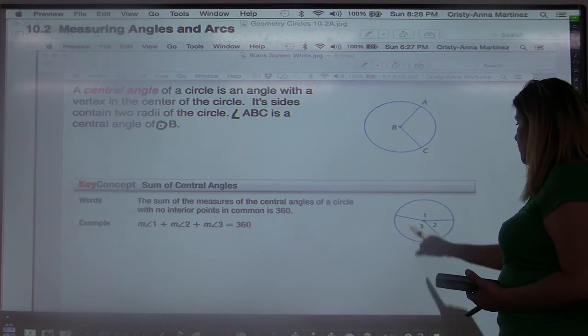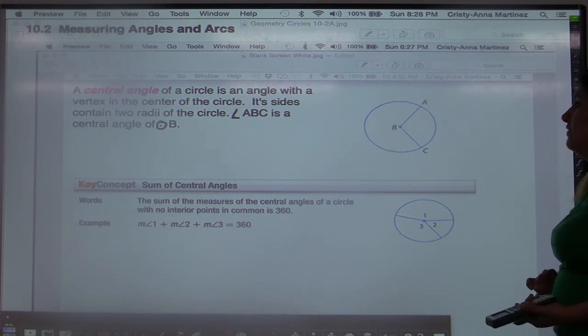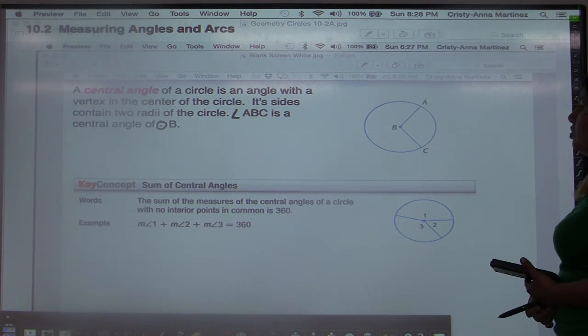Over here we also have some examples of central angles, like angle 1, angle 2, angle 3. All of those have a vertex that is the center of the circle. That's the first thing you have to have for a central angle, but also its sides contain two radii of the circle.